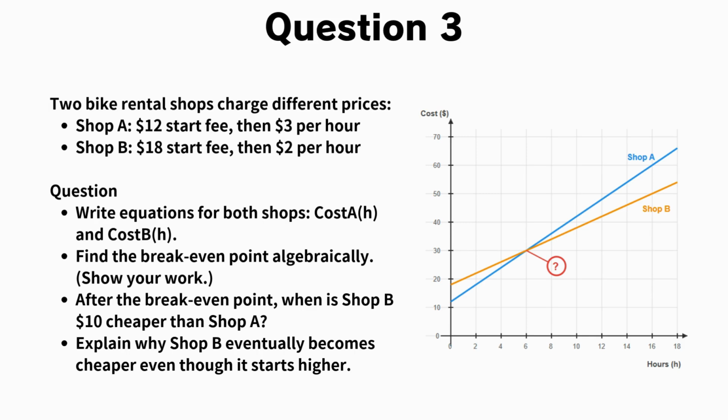Here are your tasks. First, write an equation for each shop: cost A of h, and cost B of h. Next, find the break-even point algebraically, and show your work. Then, after the break-even point, when is shop B $10 cheaper than shop A? Finally, explain why shop B eventually becomes cheaper even though it starts higher.